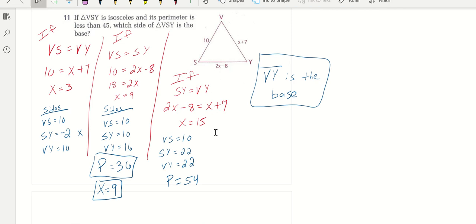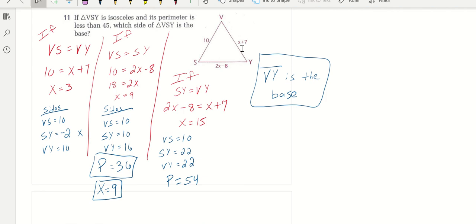You plug in x equals 15 and the side lengths are 10, 22, and 22. You add that up and you get a perimeter of 54. Therefore, this is not the scenario we are looking for. VS is equal to SY. Well, if VS is equal to SY, those are the legs. The equal sides are the legs. VS and SY are the legs, meaning VY must be the base.